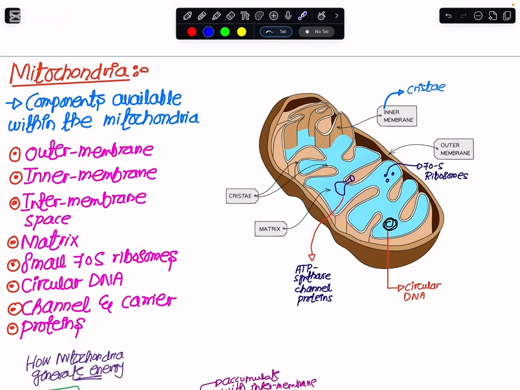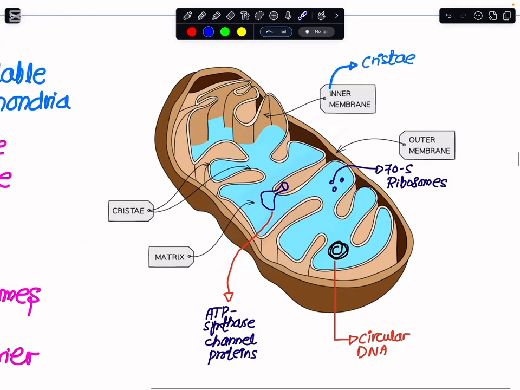Other than that, in the inner membrane of the mitochondria we have some proteins, termed channel and carrier proteins. We need not know much detail of these, it would come in your A2 biology. If I were to show you the diagram of this mitochondria, it has its outer membrane on the outside, and the inner membrane has a lot of enfoldings in it. The other name for these enfoldings of the inner membrane is the cristae.